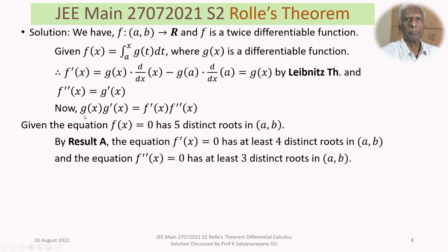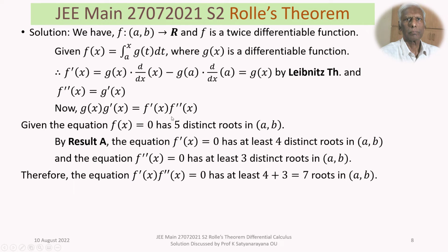And to discuss how many roots there are in the interval a to b for the equation g of x into g prime x is equal to 0, we have to discuss how many roots there are for the equation f prime x into f double prime x. Therefore the equation f prime x multiplied by f double prime x is equal to 0 has at least 4 plus 3, that is 7 roots in the interval a to b.